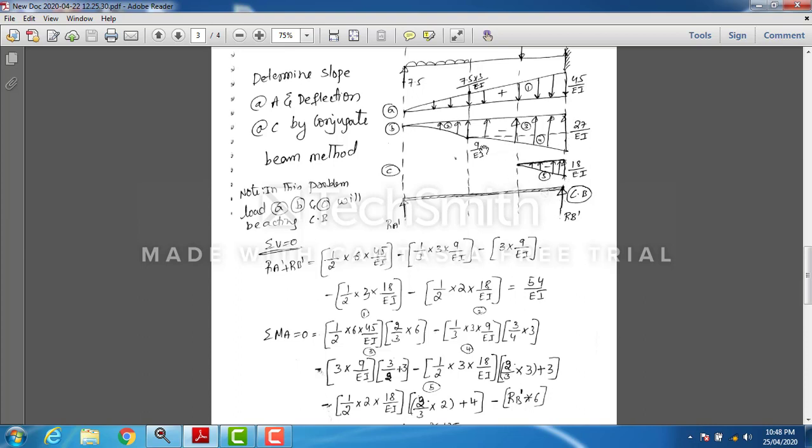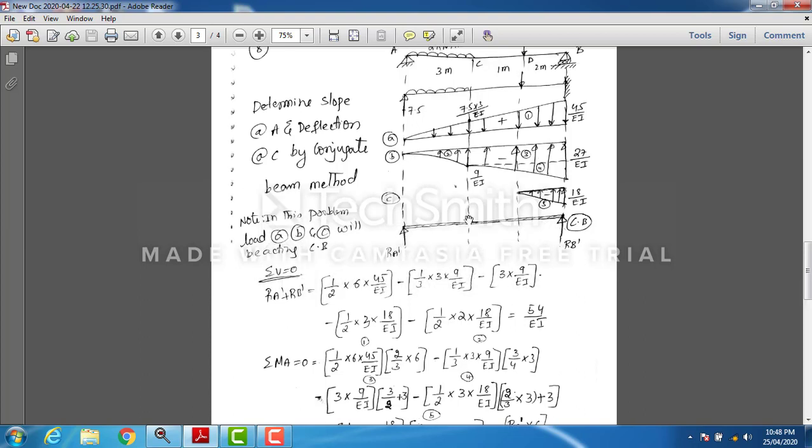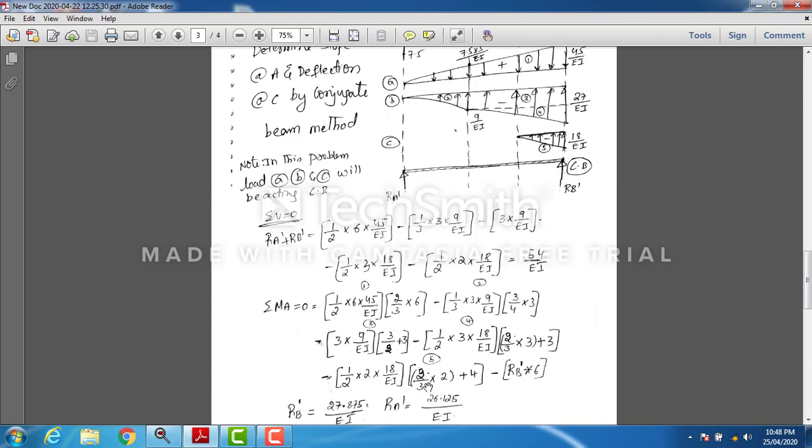So area of the triangle is half into base, which is 3, into height, which is 18. So moment of this triangle about A is 2/3 of 3 plus 3. That is your area number 4.